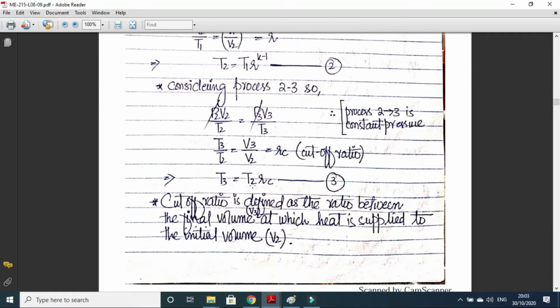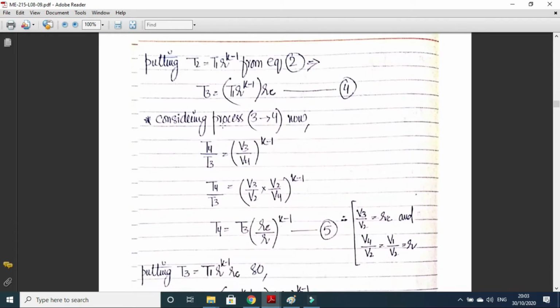Now we can replace the T2 value from equation number 2. So T3 will be equal to T1 R to the power k minus 1 Rc. So we have represented T3 in terms of T1, R, k and Rc.